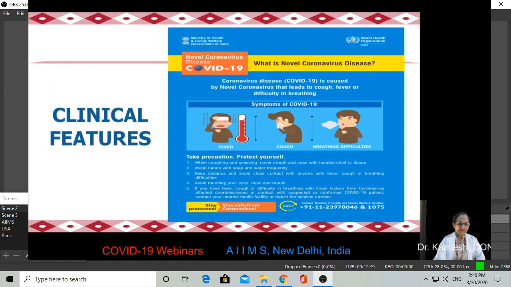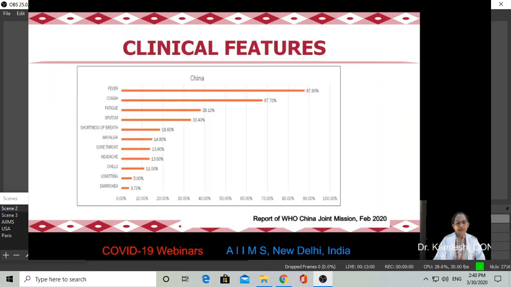Now, what are the clinical features, or the signs and symptoms, of COVID-19? The most prominent, typical features would be fever, cough, and breathing difficulty. The various clinical features reported from the China experience, from whatever cases were there, show a range of signs and symptoms. It ranges from fever, cough, fatigue, sputum, breathing difficulty, body aches and pains, sore throat, chills, vomiting, or diarrhea.